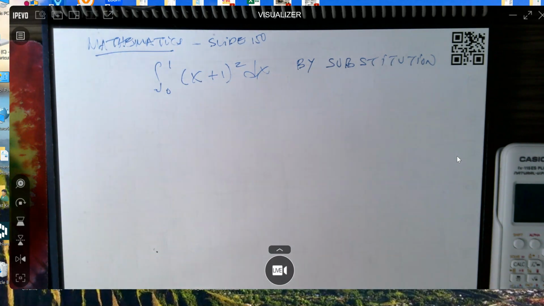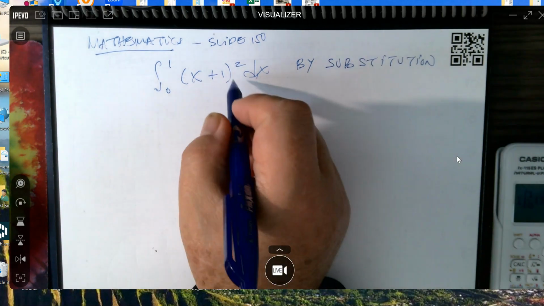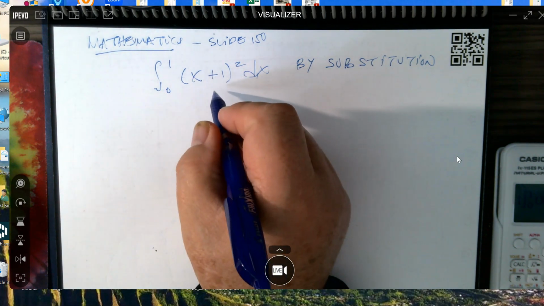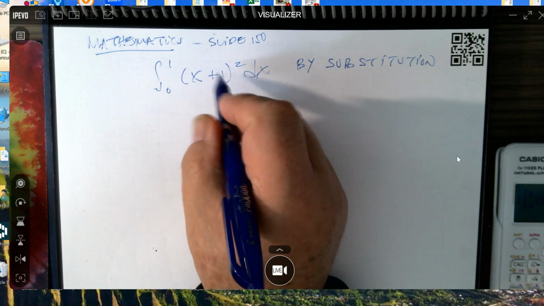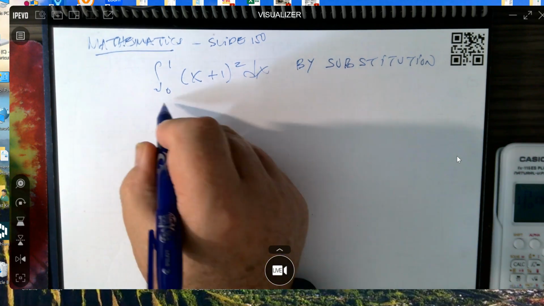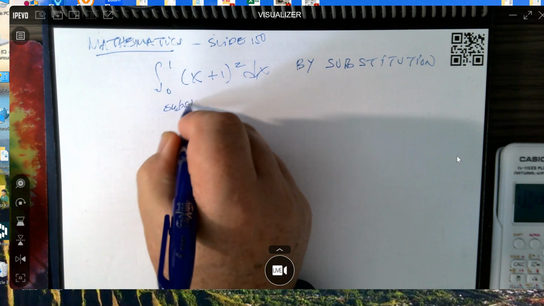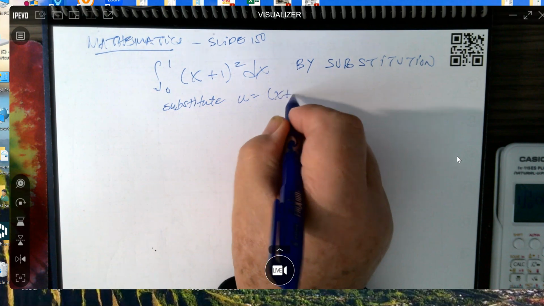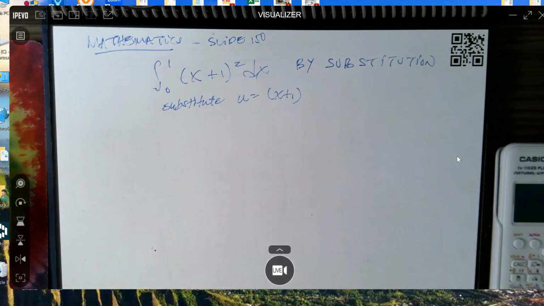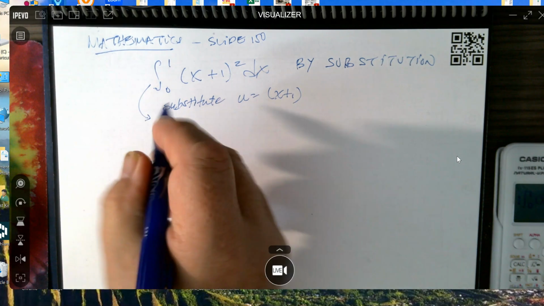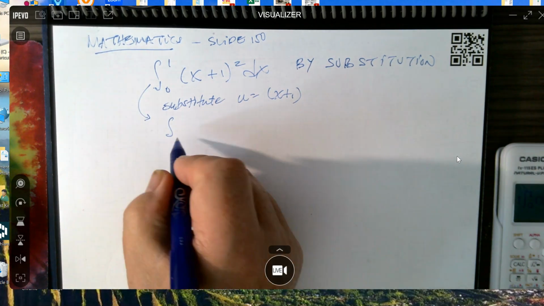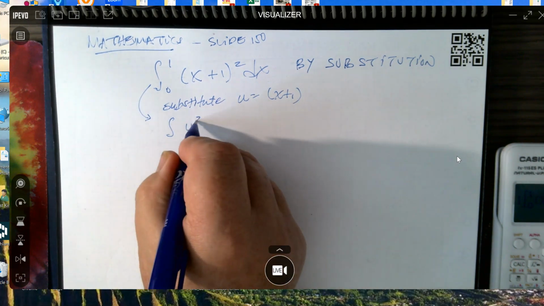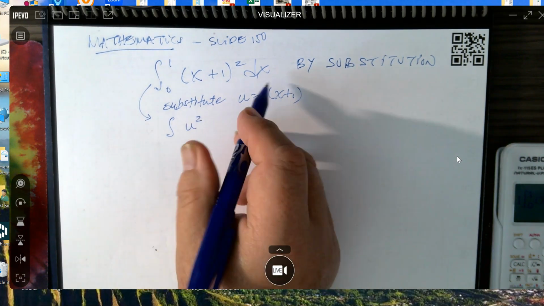I want to do this by substitution, and the way you do this is you have to recognize what kind of integral you might be able to do. It turns out that's a difficult looking integral. So I'm going to substitute u equals x plus 1. When I do that, this thing looks like the integral of u squared, I'm not going to worry about the limits at this time, and then I still have the dx.